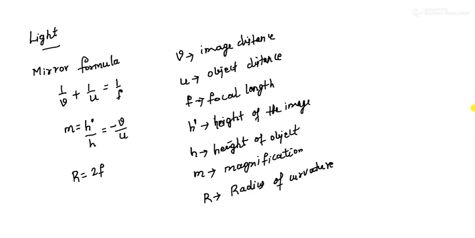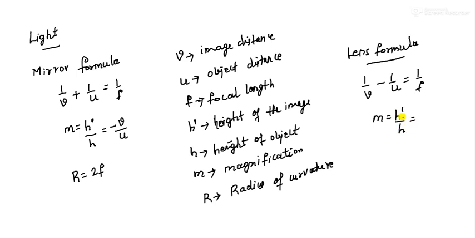Now this is the mirror formula. I will write the lens formula here itself. Lens formula is similar, but the only difference is here 1 by V minus 1 by U is equal to 1 by F. So you have to remember, if there is a minus, then it is the lens formula. And for magnification, here you have H dash by H, that is the same. But when you take V by U, it is positive, not negative.